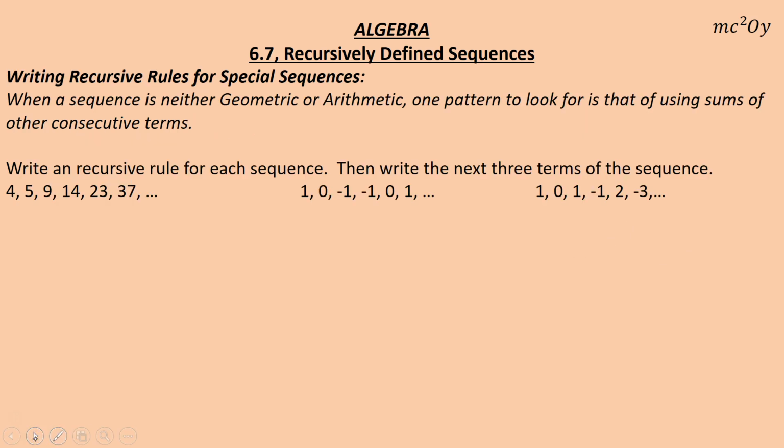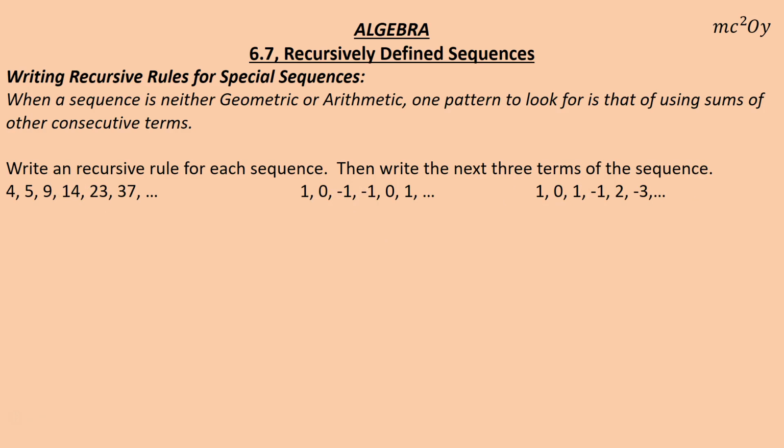All right. Well, let's go ahead and do one more thing. And this, I'll be honest with you, is kind of the most complex piece of this. Sometimes you don't have a geometric or arithmetic sequence. So one pattern to look for is that of using sums of other consecutive terms. So if you look at a pattern, always try for geometric or arithmetic first. So say, hey, can I multiply something by 4 to make 5? And then multiply it by the same something to get 9, and then to get, no, I can't. Can I add? Well, I can add 1, and then I can add 4, and then I can add 5. Okay, that didn't work. And I try that on all of these, and none of them would work.